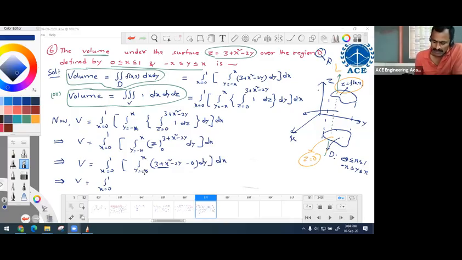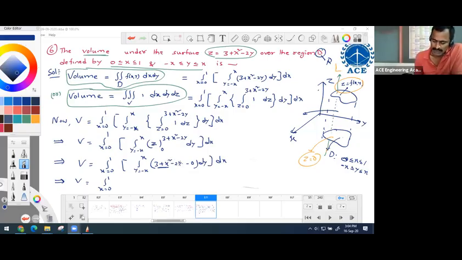Here the limits are just from minus x² to x only. So we can check whether the function is an even function or an odd function. We are integrating with respect to y, which means the other variable is constant. 3 is constant, x is constant, x square is constant, so 3 plus x square is constant. Every constant is an even function. This is the even function, so we can add it 2 times.